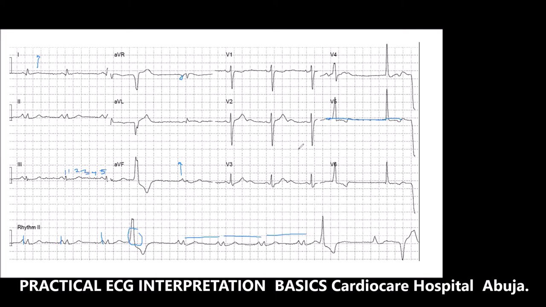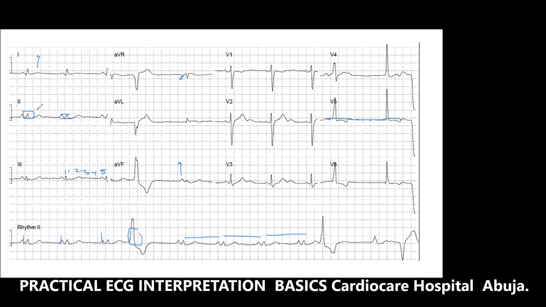For you to say they are low voltage, the QRS must be less than one big box. Can you see that in the whole limb leads, lead one, two, three, aVR, apart from the PVCs, they are all less than one big box? So we say you have low voltages. Typically for that, you have to do an echo.